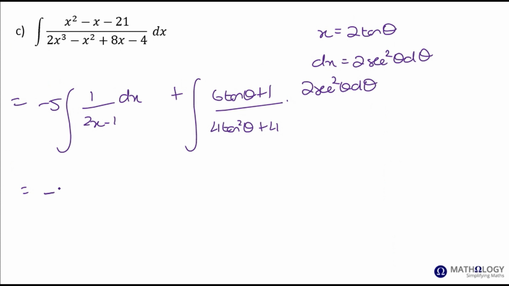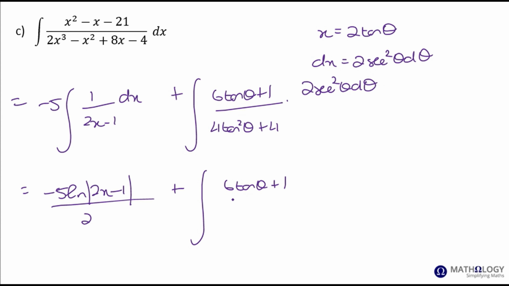Okay, so the first integral will be minus 5 ln 2x minus 1, and then we divide by the derivative of 2x, which is 2, so that's all over 2, plus the integral of 6 tan theta plus 1 over 4 times tan squared theta plus 1 times 2 sec squared theta d theta. Tan squared theta plus 1 is sec squared theta, so we're just going to replace that with sec squared theta, and then sec squared theta is going to cancel out.